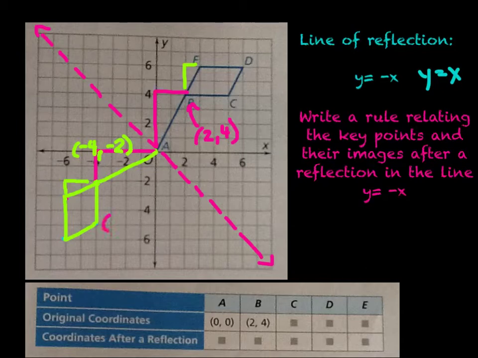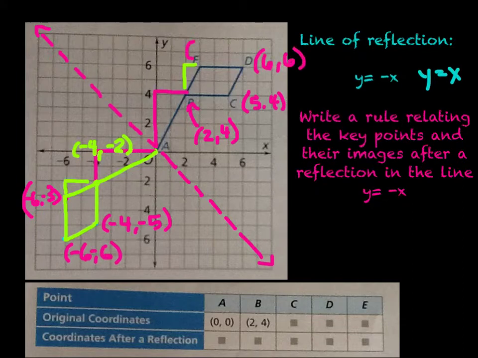If I were to write down the coordinates, we may or may not be able to make a great description for this. We may not be able to make an easy rule for this, but perhaps we will. We're at negative 4, negative 5, and for this one we are at negative 6, negative 3. So prior to, we were at up here 5, 4, and we were at 6, 6, and here for E we were at 3, 6.